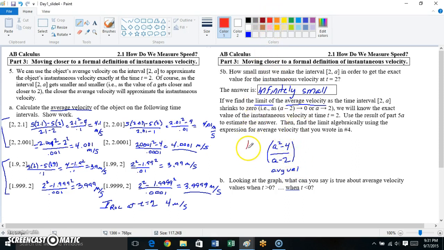Okay, but if we take the limit as a gets closer and closer to 2, meaning that interval gets smaller and smaller and smaller, then what we end up with is an instantaneous rate of change at time t equals 2.